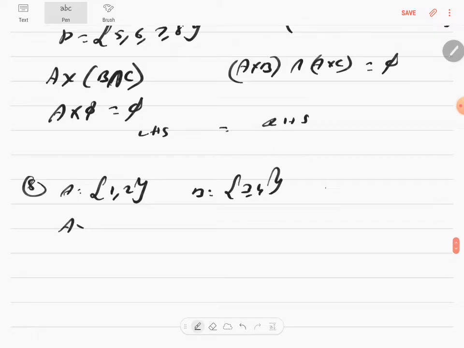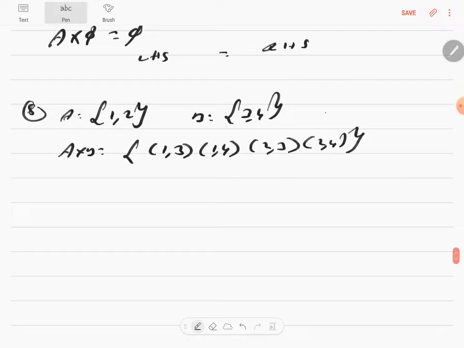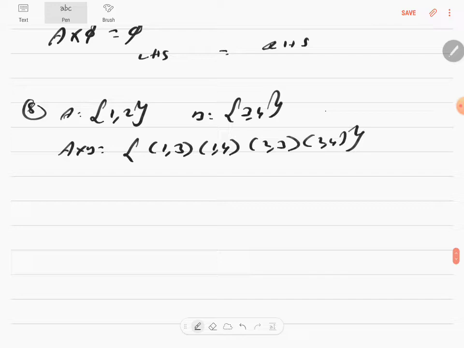What is A cross B? You know how to write A cross B. Come on, say it. It's (1, 3), (1, 4), (2, 3), (2, 4). So done. Now how many subsets will A cross B have? What is the meaning of subsets? Subsets is also known as power set.